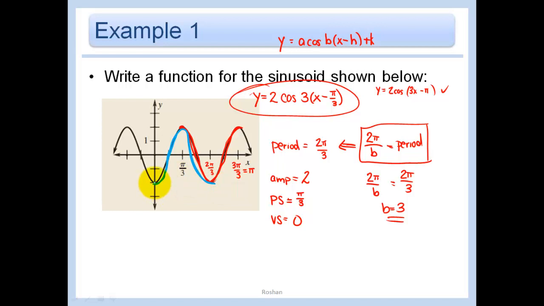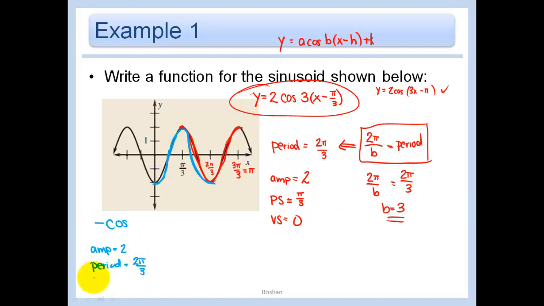This one, since it started down instead of starting up, I knew would be negative cosine, something to do with negative cosine. Again, my amplitude would have simply been 2 because I went 2 this way and 2 that way. And my period would have been, let's see, I went from 0 to 2 pi over 3. So my period would have been 2 pi over 3. Of course, I should be finding the same exact stuff that I found there.